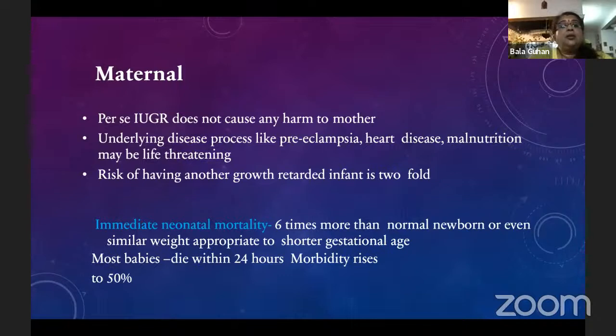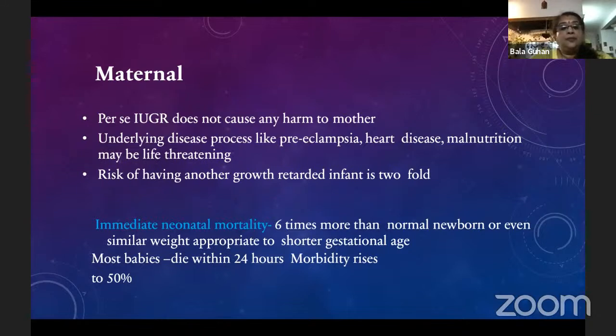Per se, IUGR does not cause any harm to the mother. Underlying disease processes like preeclampsia, heart disease, and malnutrition may be life-threatening, but IUGR per se does not cause any maternal complications. The risk of having another growth retarded fetus is twofold. That is, if you have an IUGR baby during this pregnancy, you have a twofold risk of having the same problem in the coming pregnancy as well.